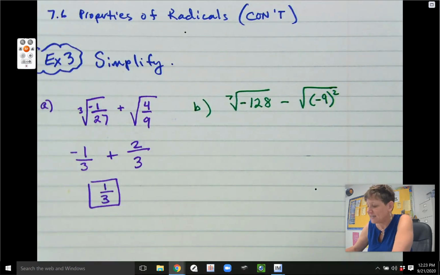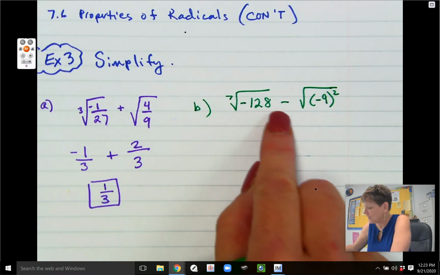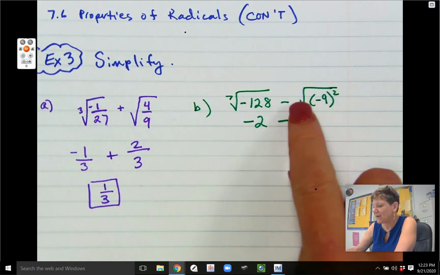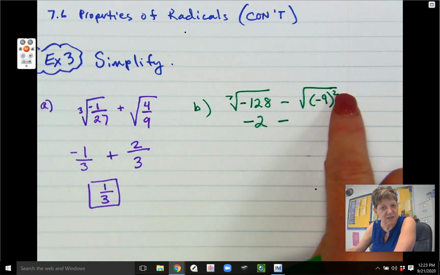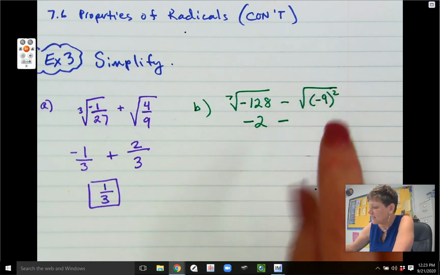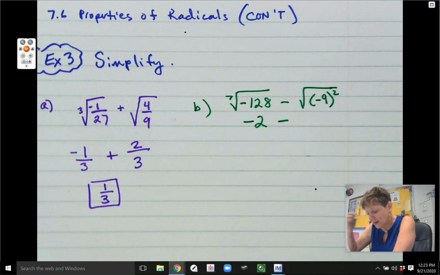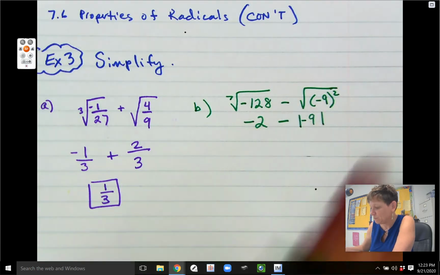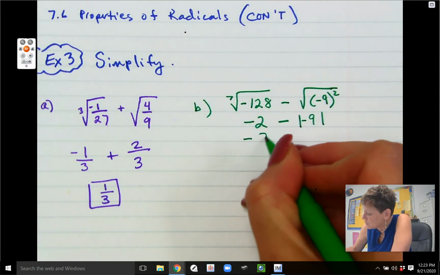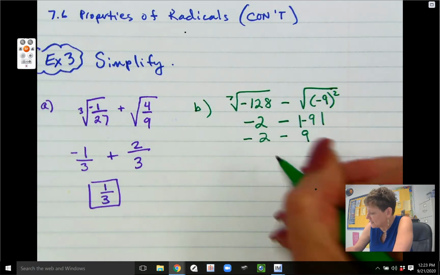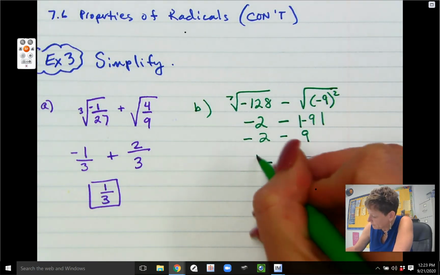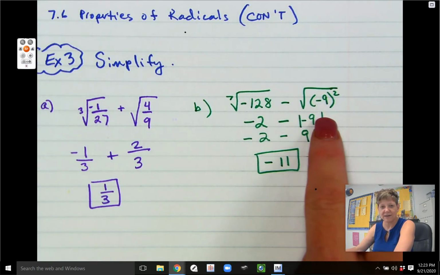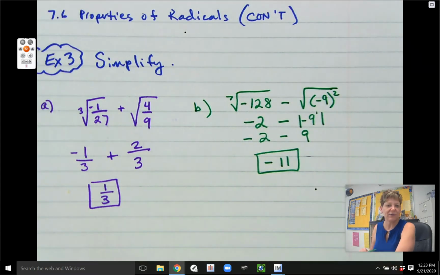Here, my index is odd, so the 7th root of negative 128 is going to be negative 2, minus. Here my index is 2 and my exponent is 2, both even, and my result is going to have an odd exponent, so this is going to be the absolute value of negative 9. So that is negative 2 minus 9, which is negative 11. So there was another example of even, odd, because our exponent right there was a 1.